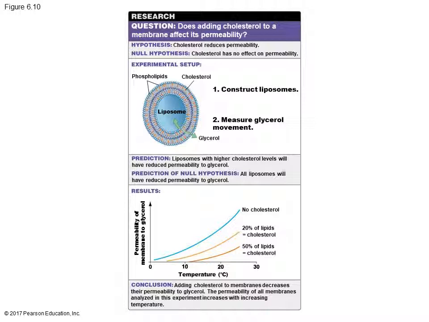The second line, which is in a mustard color, says 20% of lipids are cholesterol. So notice the increase in cholesterol has reduced permeability. And the other line, represented in orange, has 50% cholesterol, and notice permeability is reduced again. So an increase in cholesterol reduces permeability. So what are the effects of temperature? It seems as if when temperature increases, what happens? Permeability increases, and that's why the lines curve to the top at the end of the graph.